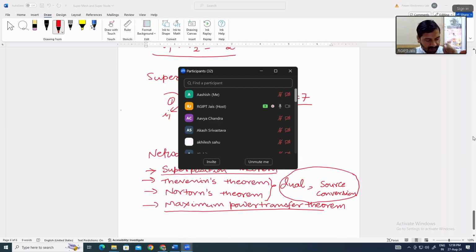Okay, so Swastik, I am noting down and I will tell the other faculty about all three EV students.